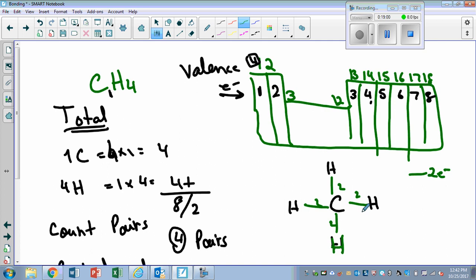By sharing pairs of electrons, each atom gains the noble gas electronic configuration, as you see here. So let's do some more examples. Let's do an example of NH3.